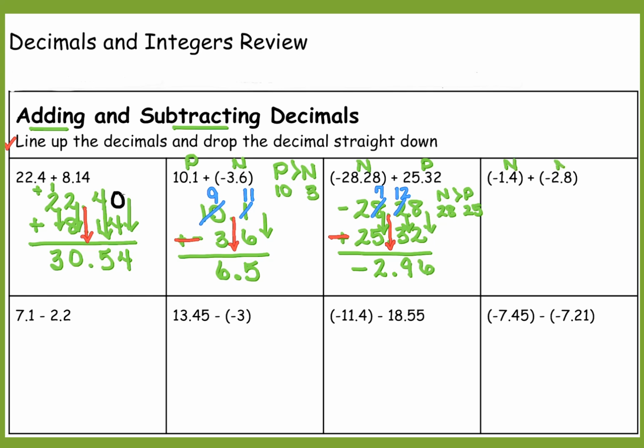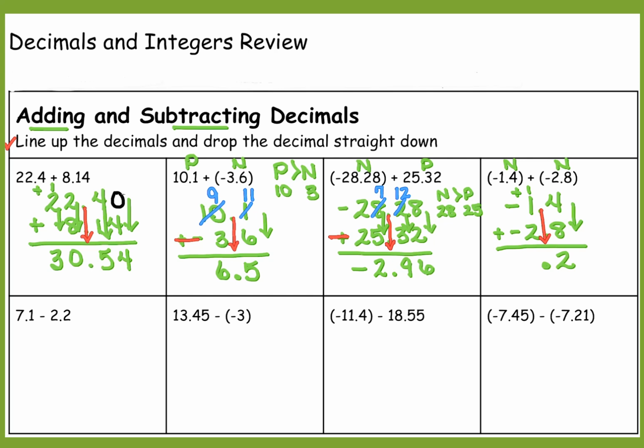In this last problem, we have a negative plus a negative. Now we know that when we have these same signs, we are going to get a negative answer. It just makes it more negative. So we have negative 1 and 4/10 plus negative 2 and 8/10. And we are going to add those. 4 plus 8 is 12. We bring down our 2. We carry our 1. Do not forget to drop that decimal point straight down.